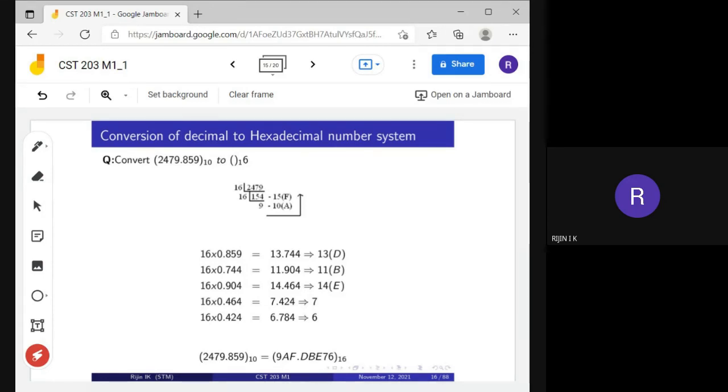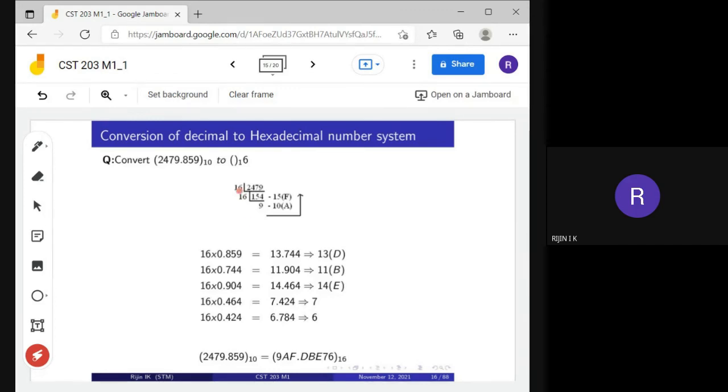You are going to convert it to the hexadecimal number system, so you need to multiply the fractional part with 16. Then for the integer part, what you have to do? Divide with 16. So for converting a decimal number into the hexadecimal number system, for the integer part we have to do repeated successive division by 16, and for the fractional part we need to perform successive multiplication with 16.